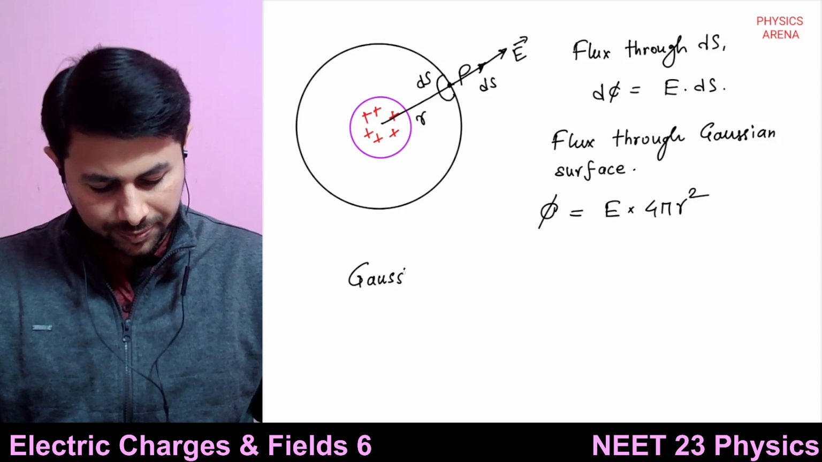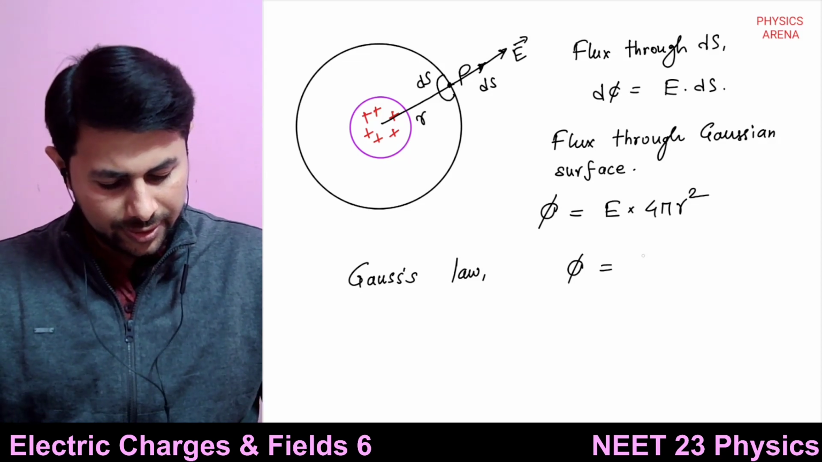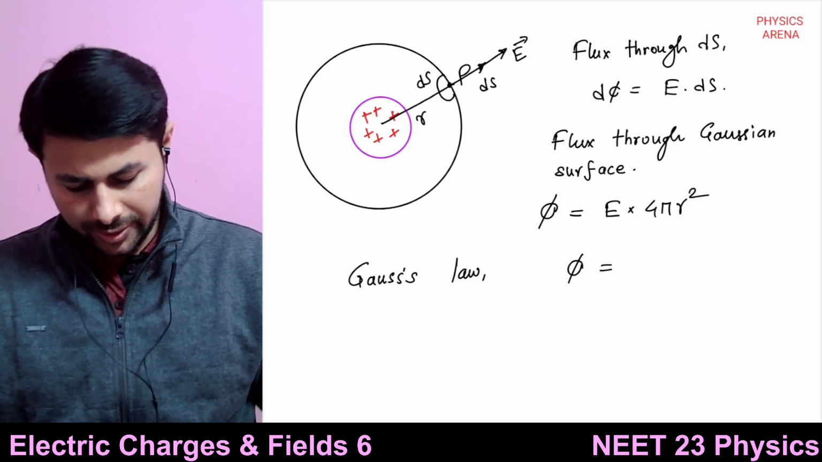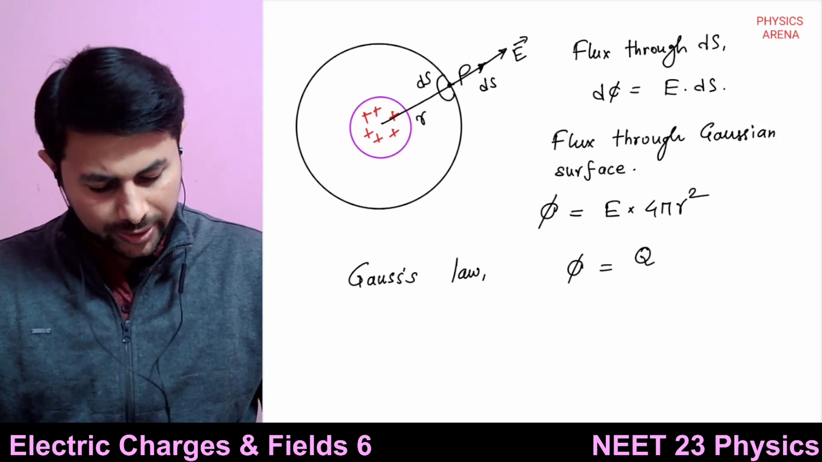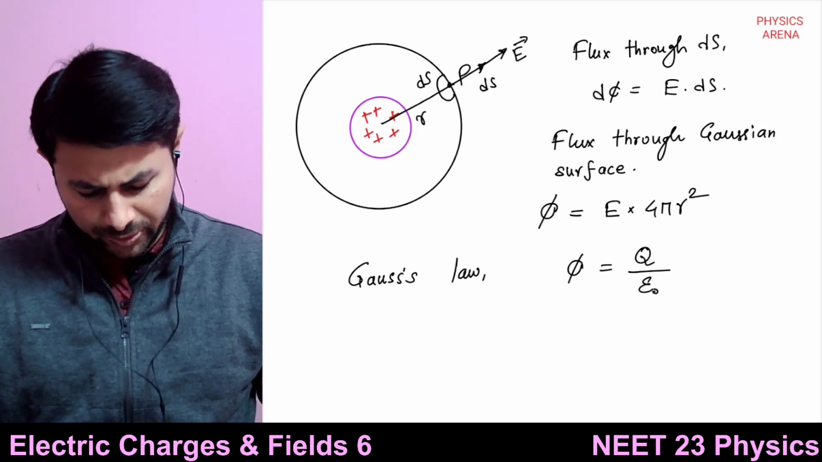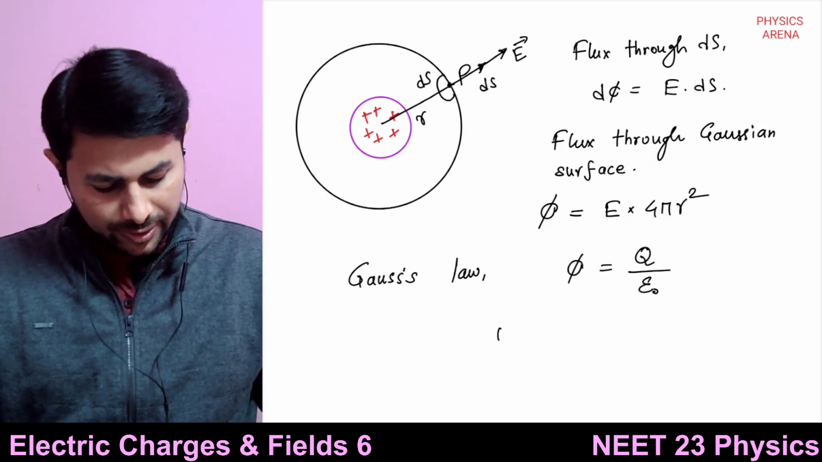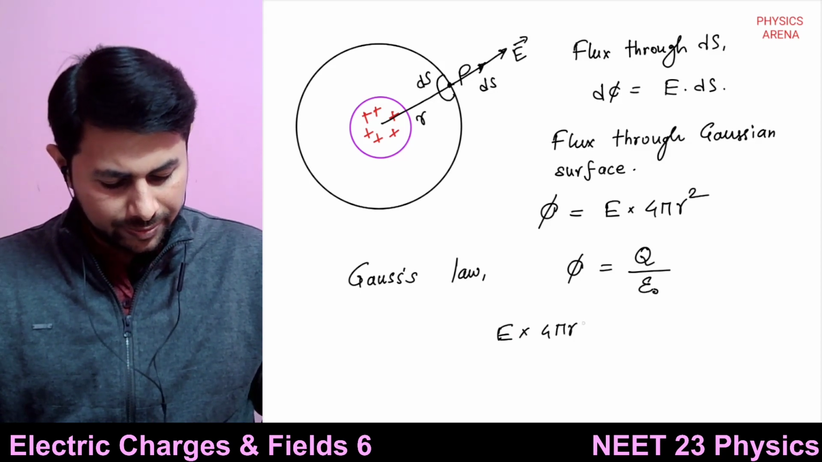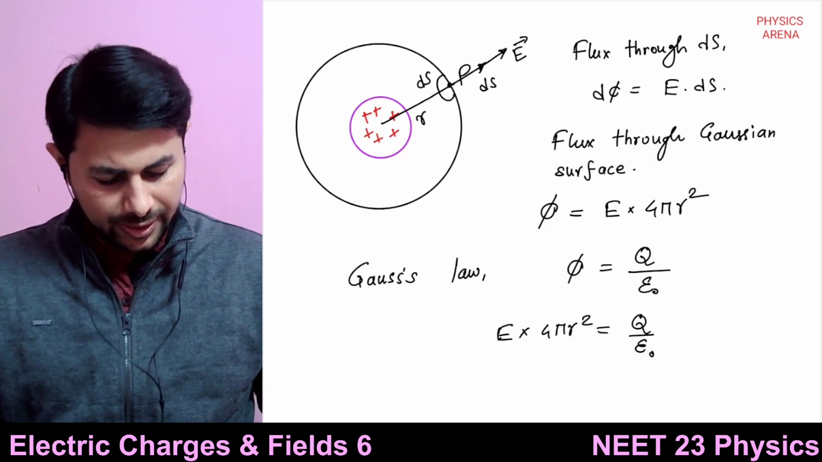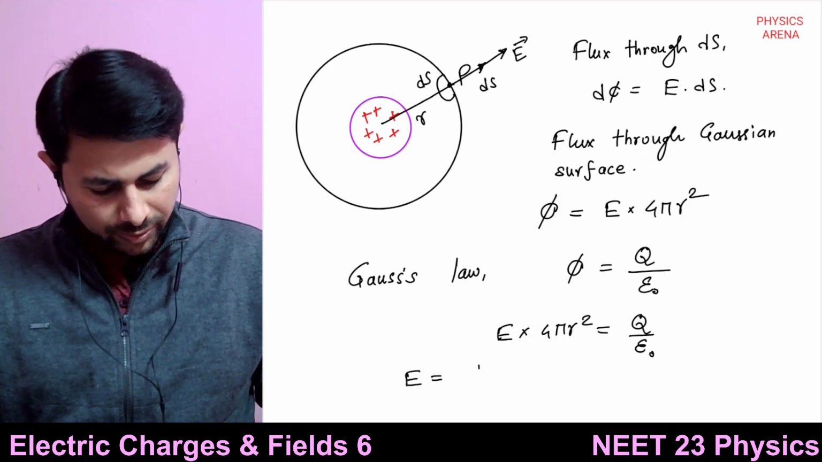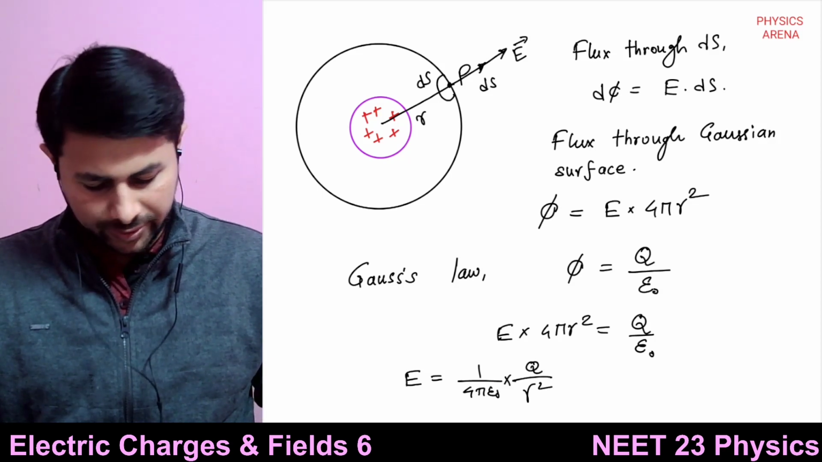So Gauss's law tells us that phi is equal to charge enclosed upon epsilon naught. How much is the charge enclosed? Total charge actually, so it is q upon epsilon naught. If we substitute phi equal to E multiplied by 4 pi r square, then what do we get? E is equal to 1 upon 4 pi epsilon naught multiplied by q upon r square.